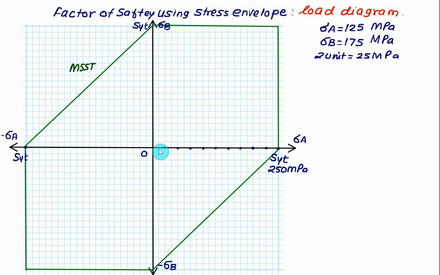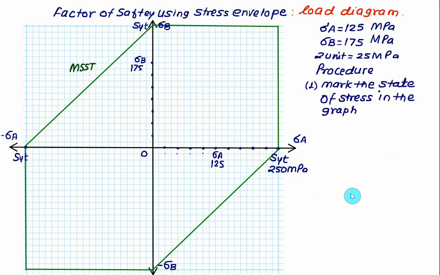So these are the 2 units. So we want to locate here 125. So this one is 25, 50, 100 and this one is 125. So this point here corresponds to sigma A is equal to 125 megapascal. It's tensile in nature. Sigma B is equal to 175. So we have 25, then we have 50, 75, 100, 125, 150 and 175. So this point represents here the sigma B value, which is equal to 175.